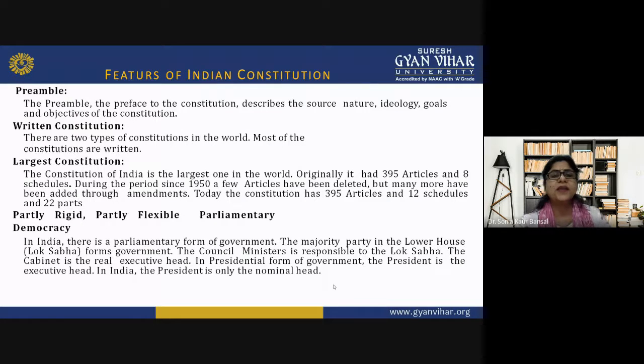So in India, there is a parliamentary form of government. The majority party in the lower house, Lok Sabha, forms the government. The council of ministers is responsible to the Lok Sabha. The cabinet is the real executive head. In the presidential form of government, the president is the executive head as well. And in India, the president is only the nominal head.